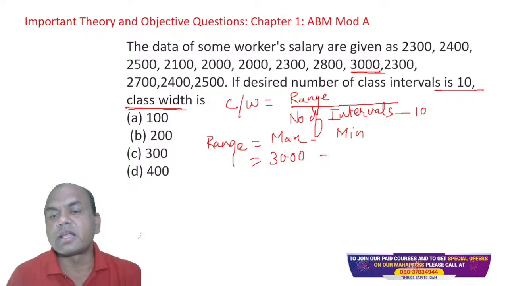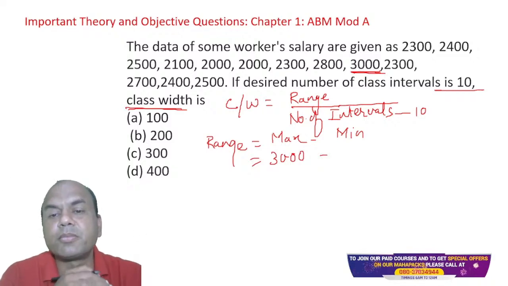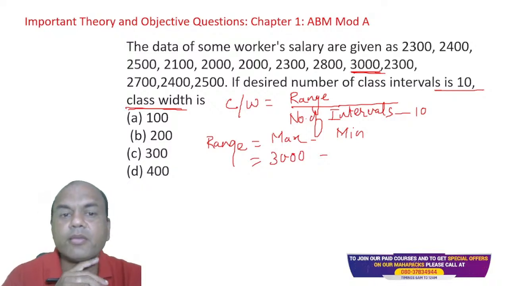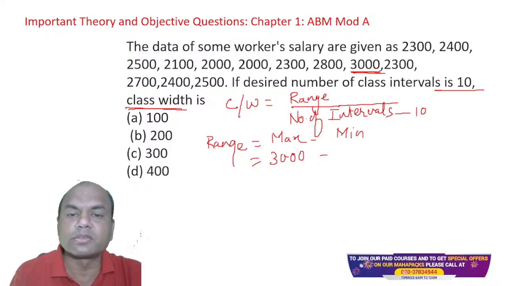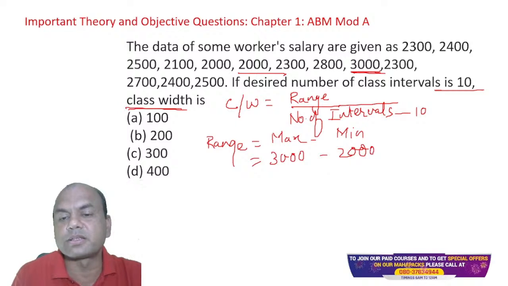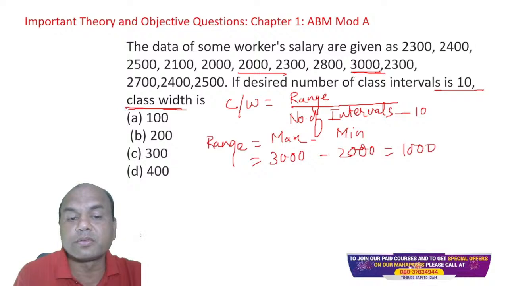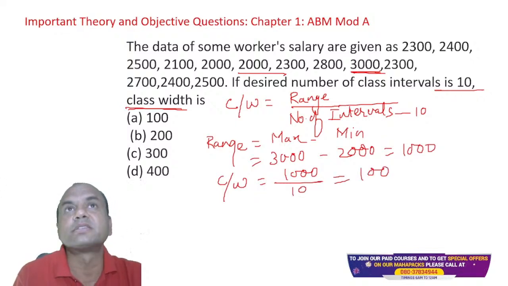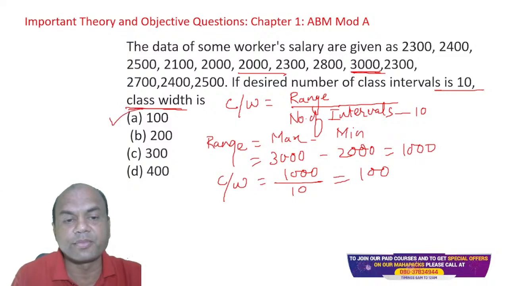Type in the comment section, everyone. Which is the minimum number now? The minimum number is 2000, correct? This is the lowest number. So range is 3000 minus 2000, so 1000. So what is my class width now? Class width equals 1000 upon 10, which is equal to 100. So this is my answer. Class width is 100.